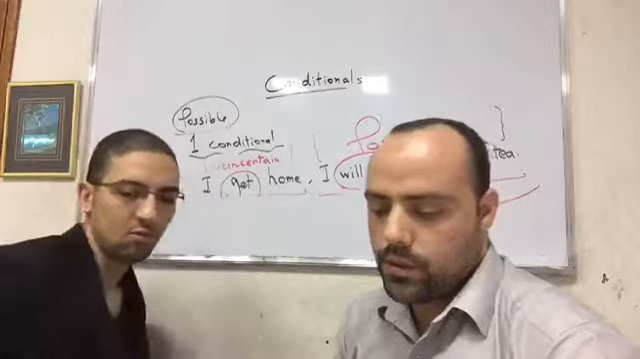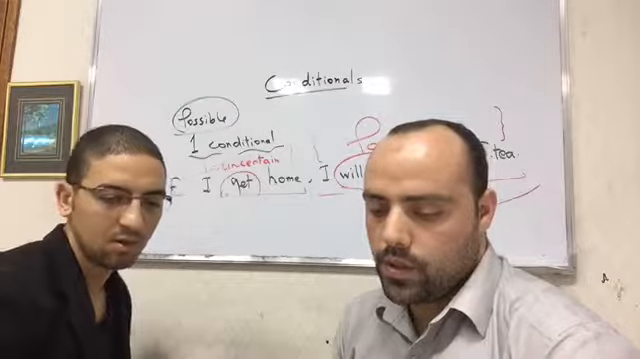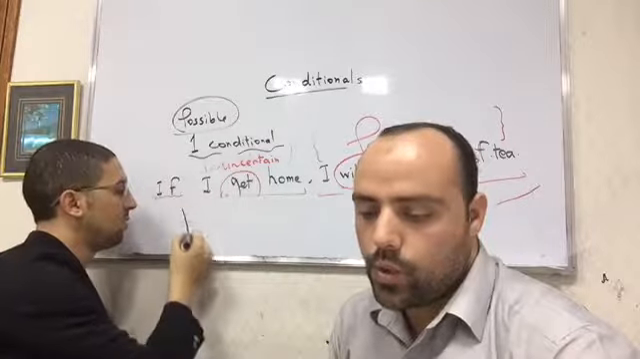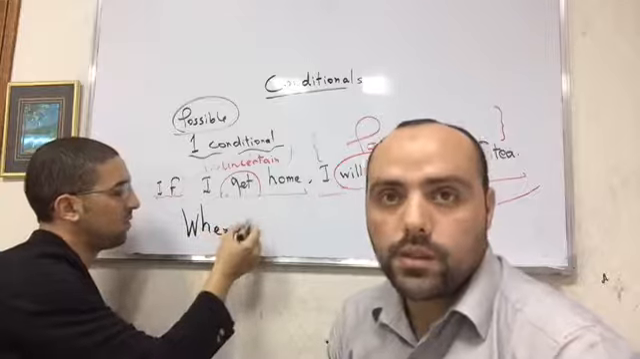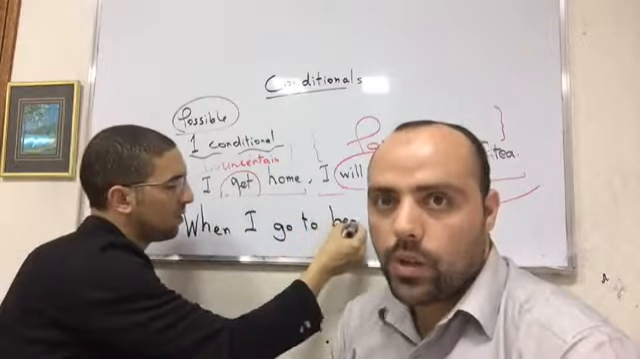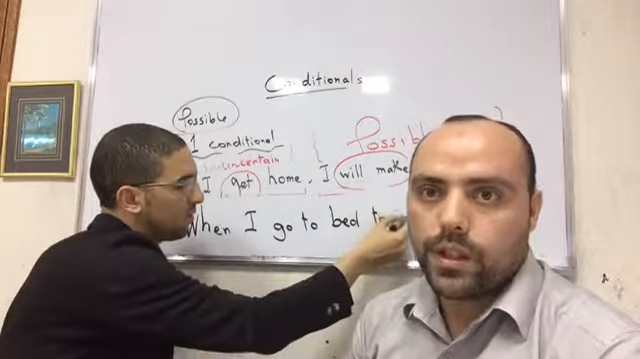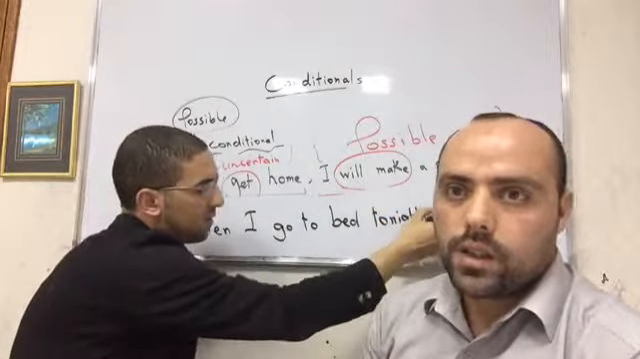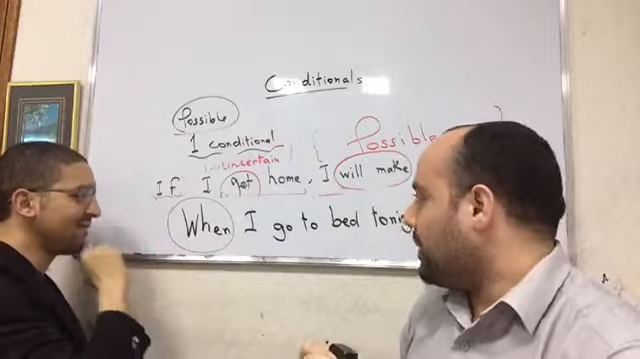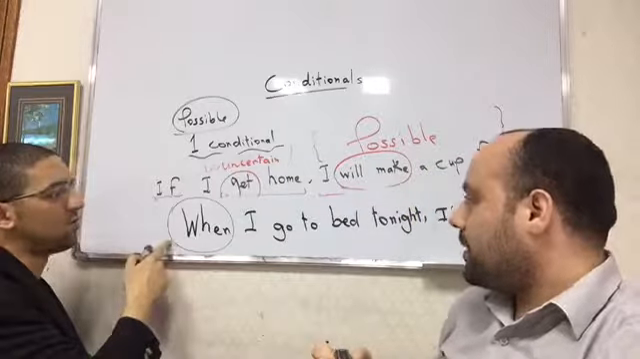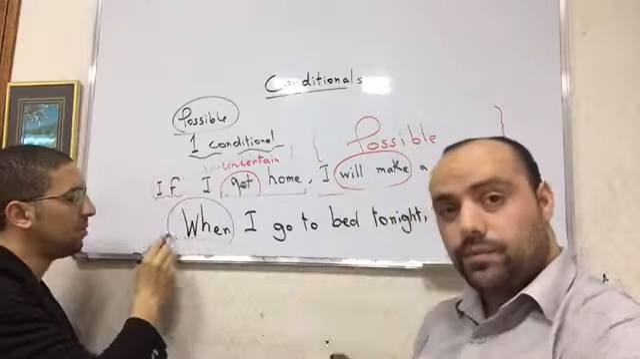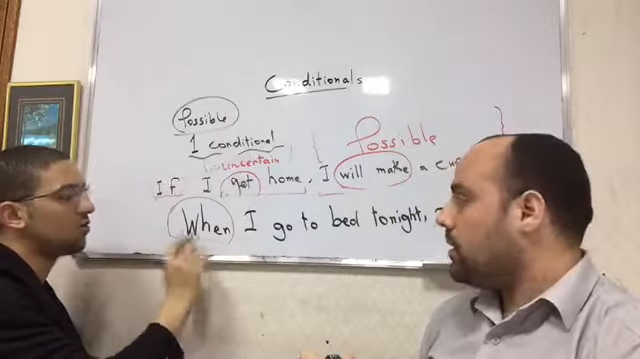Now I'm going to give you one with when. You can say, for example, when I go to bed tonight. So tell us, what will you do when you go to bed tonight? Don't tell me that you will sleep. Maybe you're going to do something before sleeping. Here we use when because we show that everyone goes to sleep at night, most of us at least.